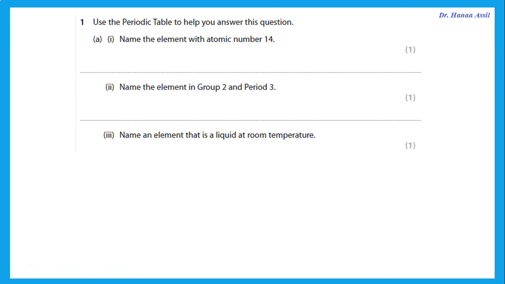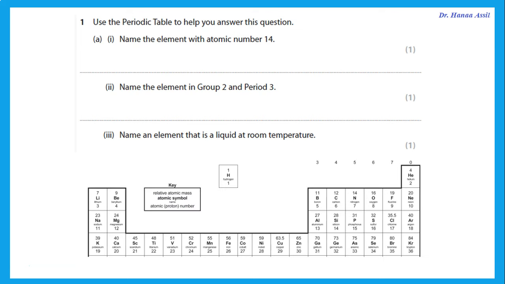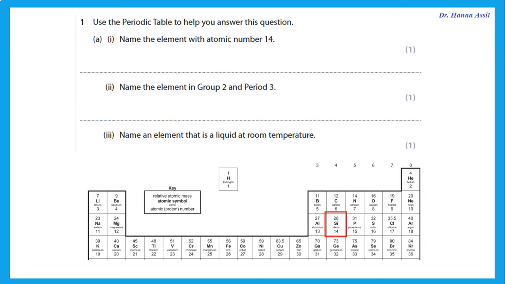The first question says, use the periodic table to help you answer this question. Of course, at the beginning of your exam, there is a copy of the periodic table. And the question wants the name of the element with atomic number 14. Remember, the atomic number is the small number for the element. So if we look at the periodic table, silicon has numbers 14 and 28, and that means it has atomic number 14 and mass number 28.